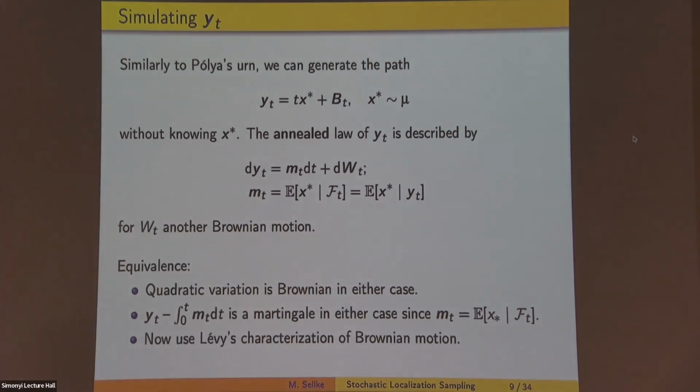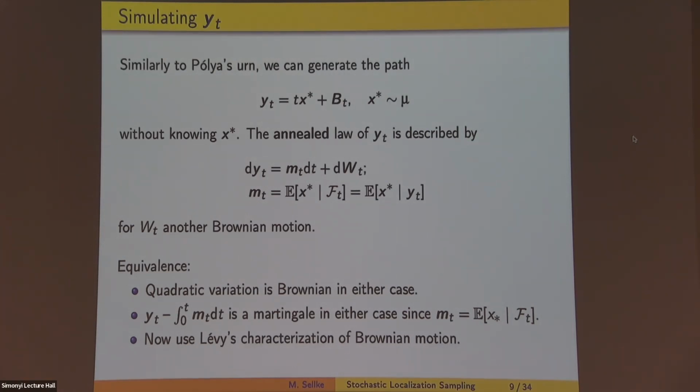X star doesn't change with t, right? X star is given. So X star is completely independent of F_t, and Y_t is adapted to F_t. B_t is a Brownian motion, which means that conditioning on F_t is the same as conditioning only on Y_t. And X star is completely independent of that, so that's not going to change the conditioning.